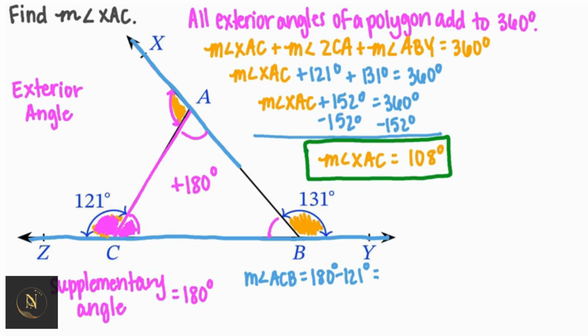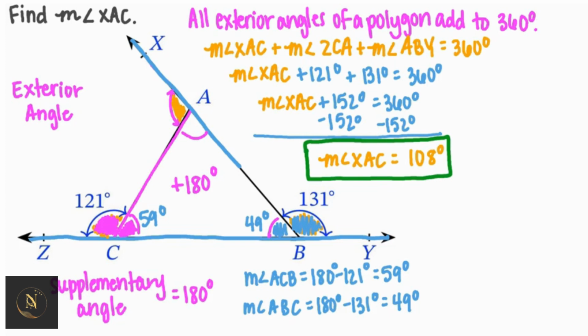And after subtracting, we find that it is equal to 59 degrees. And now we can repeat the process to find the measure of angle ABC, because these angles are also supplementary. So we take 180 and subtract 131, and we find that this angle, the measure of angle ABC, is equal to 49 degrees.